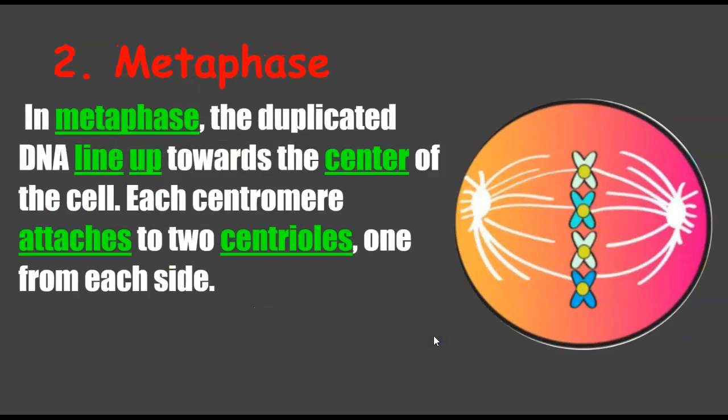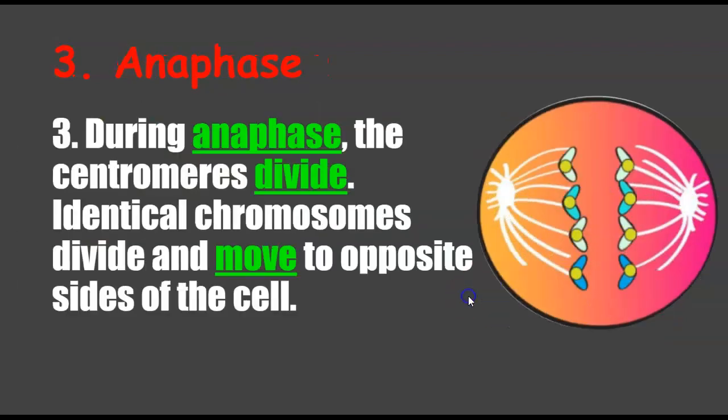In the second phase, you have the metaphase. In the metaphase, the duplicated DNA, right here and right here, lines up in a straight line in the center of the cell. And each of the centromeres attaches to the 2 centrioles, one from each side. So the centromere, this thing right here, connects to these things right here. So here are my chromosomes. They are doubled. Centromeres right here. And it connects to each of the centrioles on the side.